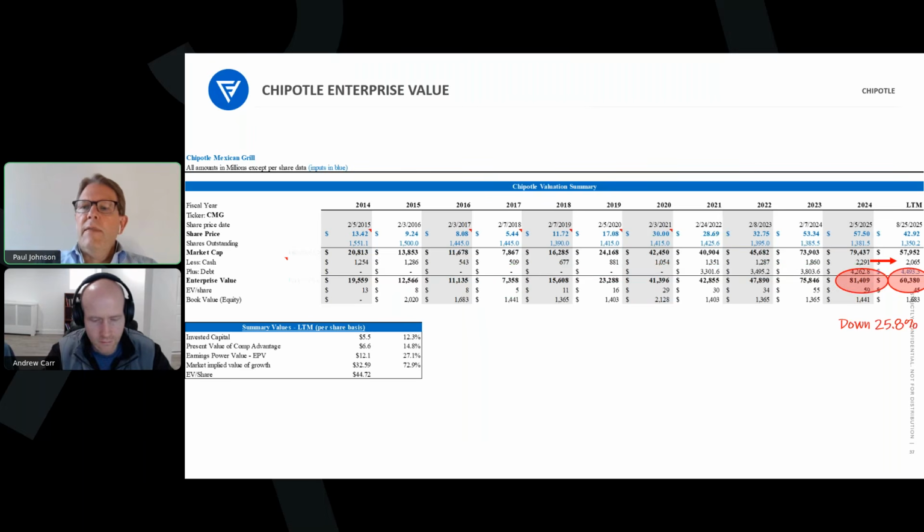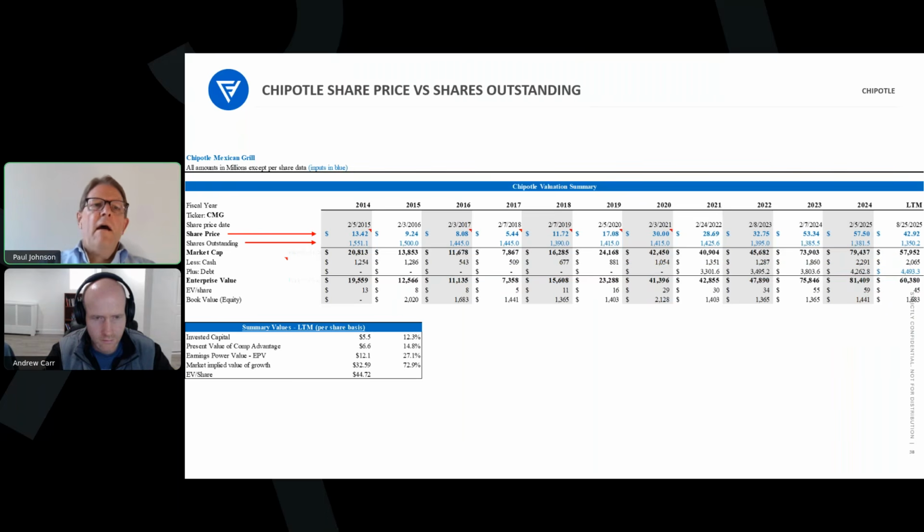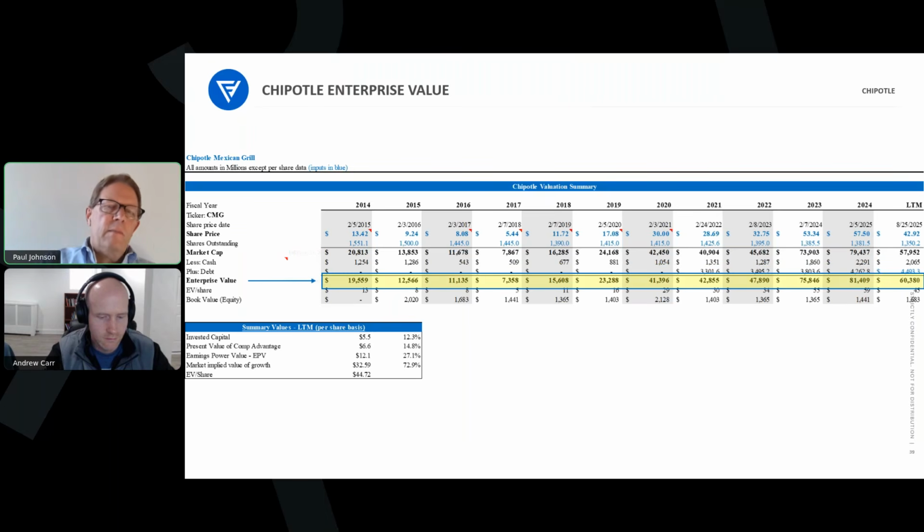All right, so in this model I'm down 26% on the enterprise value. The stock's actually down about 30%, but that's just the way the numbers worked out. Okay, all right, I'm just going to walk you through it a little bit, it's pretty straightforward. Share price and shares outstanding, and adjustments for the balance sheet, get you the enterprise value.